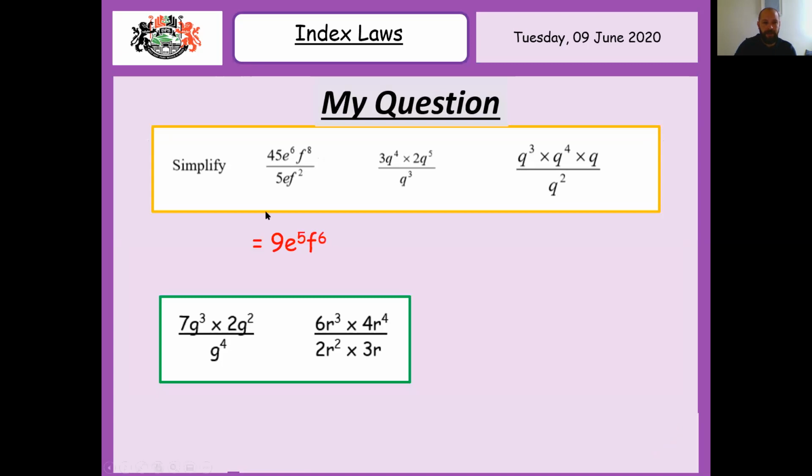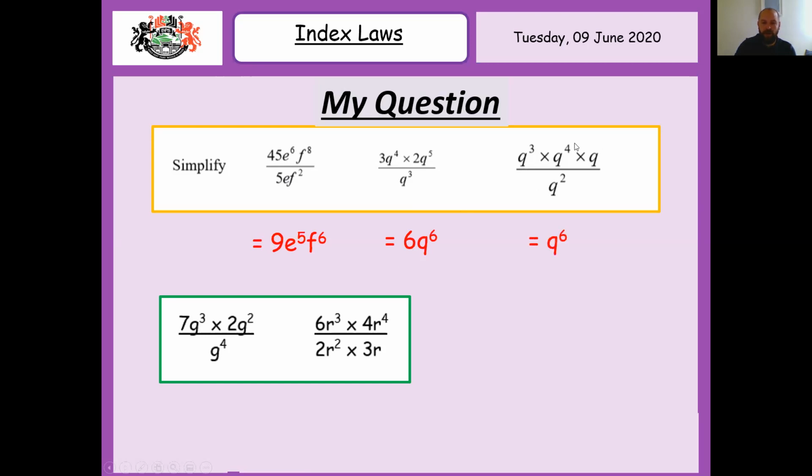Okay, so in this one, we had to divide the coefficients, which gave us the 9. Then we had to subtract the powers for the E's and subtract the powers for the F's because we were dividing. This one, we had to multiply the coefficients and then add the powers. And then we had to subtract the powers, leaving us with this answer.